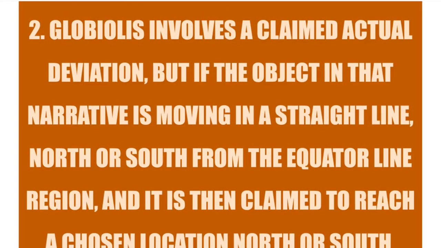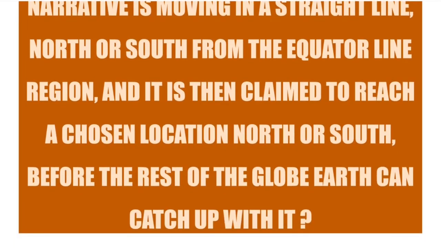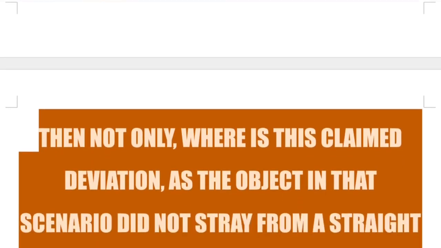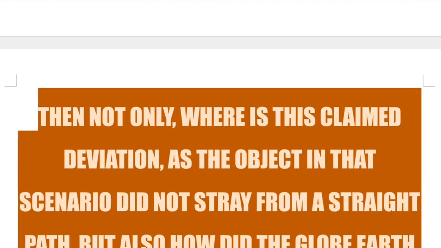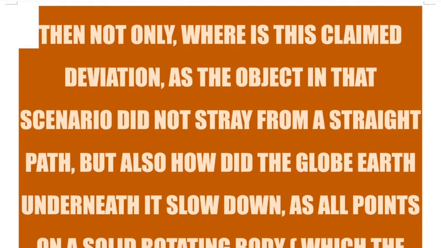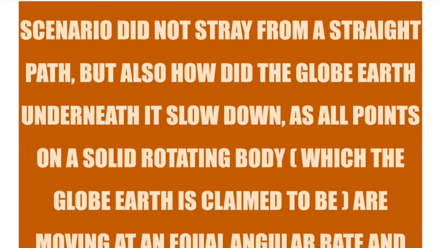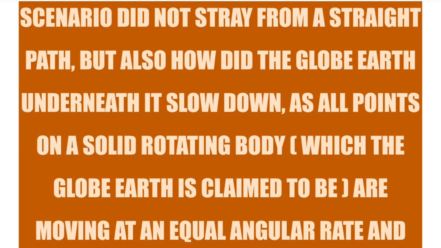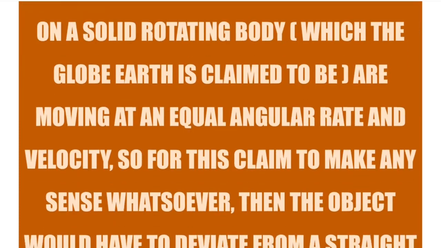Okay, two. Globiolus involves a claimed actual deviation, but if the object in that narrative is moving in a straight line, north or south from the equator line region, and it is then claimed to reach a chosen location, north or south, before the rest of the globe Earth can catch up with it, then not only where is this claimed deviation that they're claiming, as the object in that scenario did not stray from a straight path, but also how did the globe Earth underneath it slow down, as all points on a solid rotating body, which the globe Earth is claimed to be, are moving at an equal angular rate and velocity.